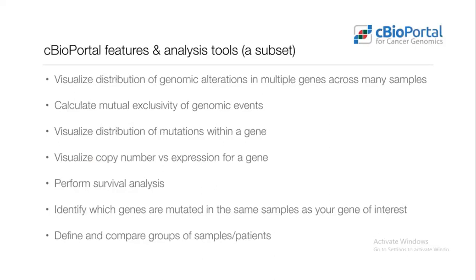Here we are also going to see how to visualize those data and how to distribute those data with respect to genomic alterations by using multiple genes across many samples, whatever they have deposited in the cBioPortal. Also, we are going to see how to calculate those genomic events, how the genes have been distributed, and how the visualization is shown.